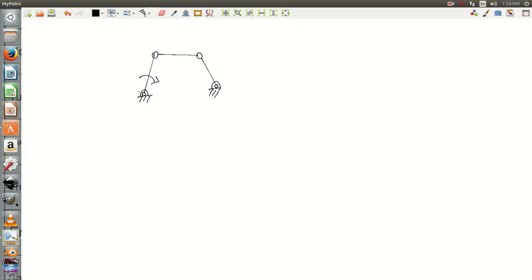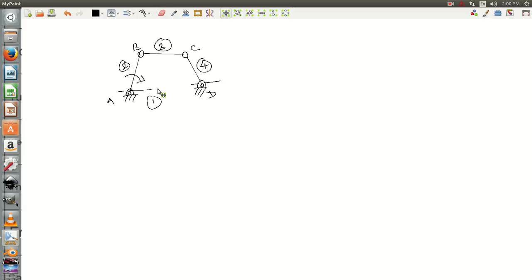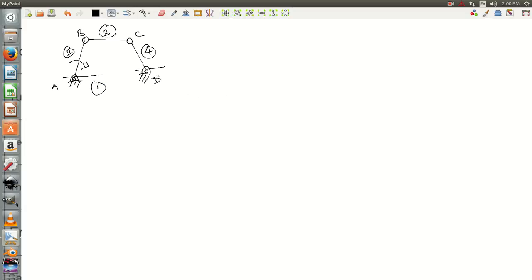Let us assume that this is the given mechanism in which you have links A, B, C, and D. These are the pairs actually. You have the link AD, which is link number 1, AB, which is link 2, BC, which is link 3, and CD, which is link 4. Now we have to draw the velocity diagram for this mechanism.